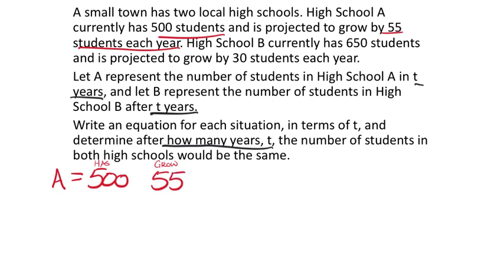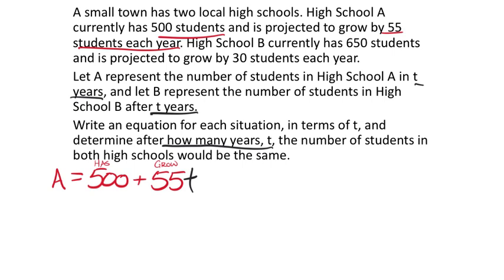Now, this 55 right there would be for only 1 year. But what we're going to have is many years. We don't know how many years it's going to be. So that's why we use the variable T. We're going to take those two, how much it has and how much it will grow, and add those together to figure out how many students are in High School A. That is our first equation for High School A.